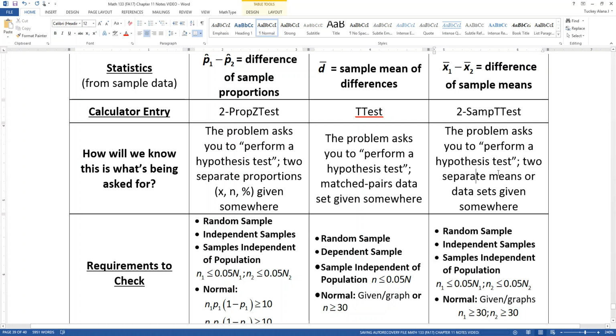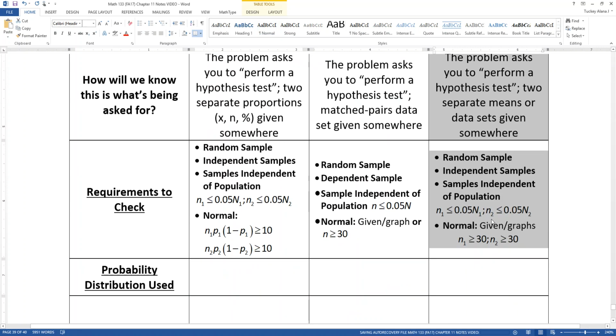And if you're talking about the means or the standard deviations, if you see means and standard deviations given to you in the problem, or if they give you two separate data sets, then that's a sign you're doing the difference of two sample means, in which case you'd have to check pretty much all the things you have to check for a single mean, but you have to double it. So you have to do it for each of those separate groups because they're independent.